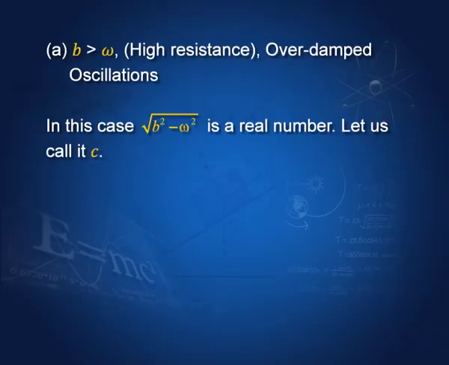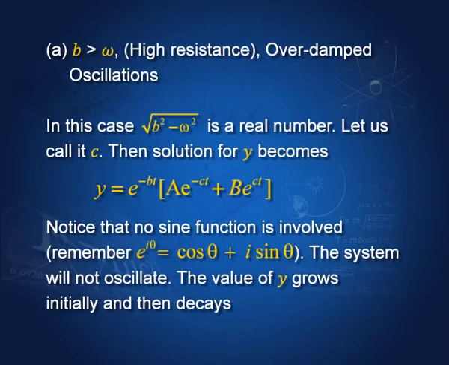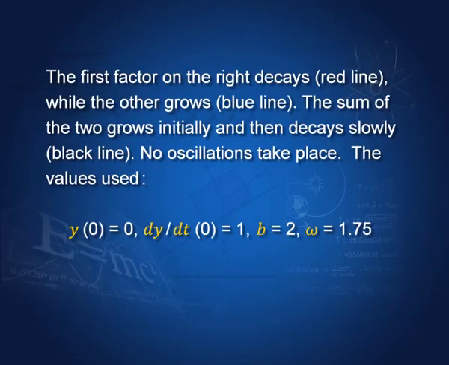Let us call this c. And then the solution can be written as y equal to e to the power minus bt into a e raised to the power minus ct plus b e raised to plus ct. Notice that there is no oscillatory term. You know from trigonometry that oscillatory terms are represented by e to the power i theta. E to the power i theta is cos theta plus i sin theta. There is no term of this kind, e to the power i theta here, and therefore there is no oscillating system. So, what happens is if we plot this, we find that the initial displacement just decays.